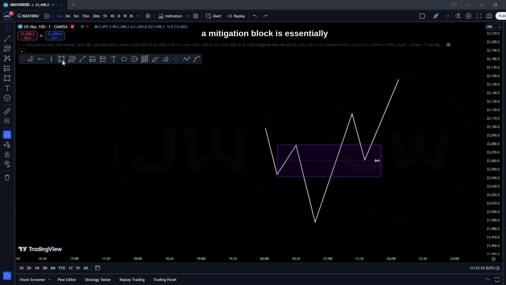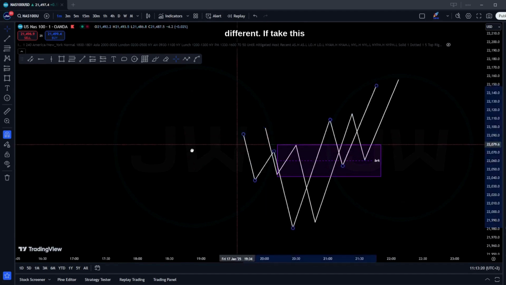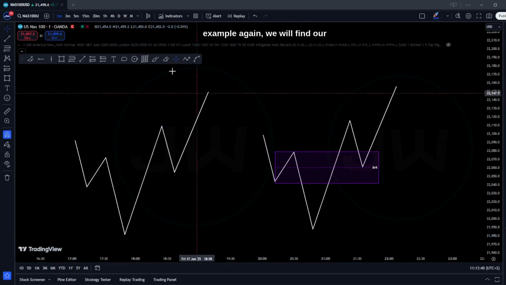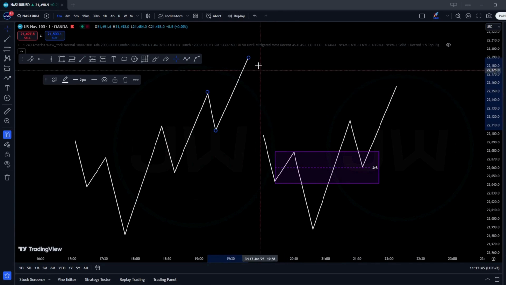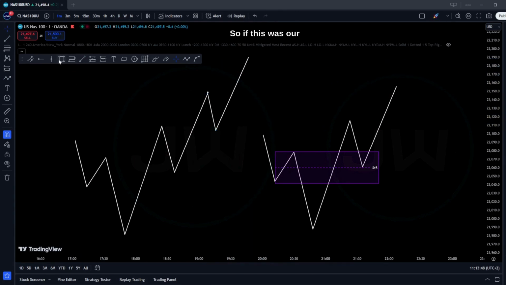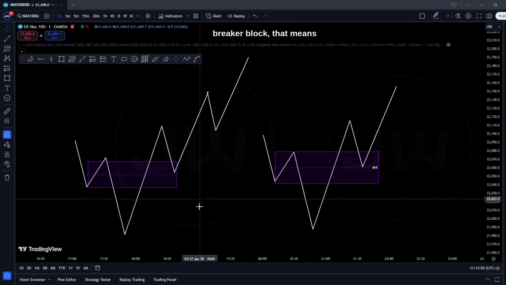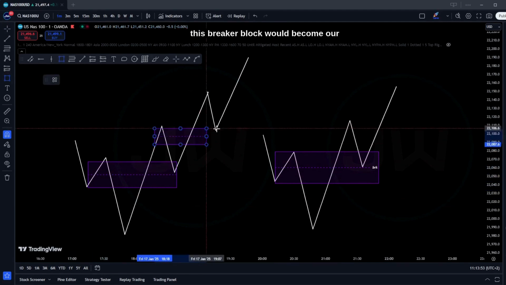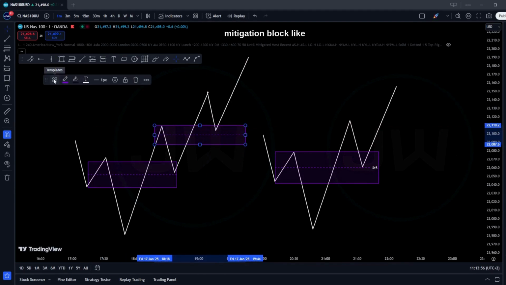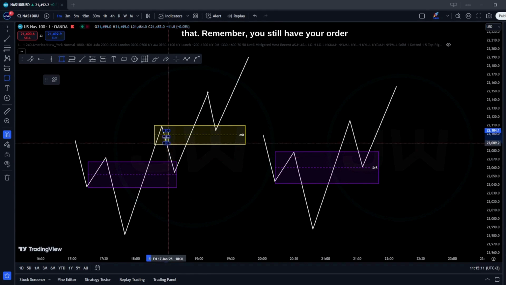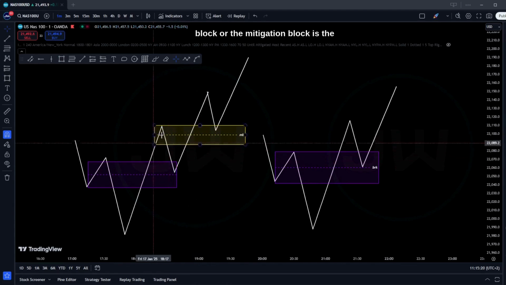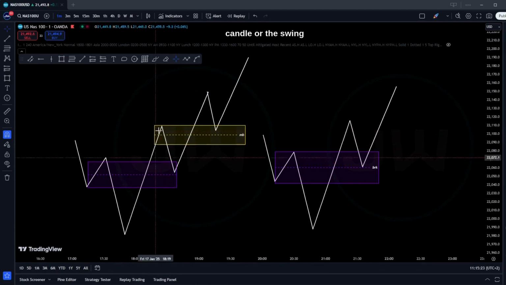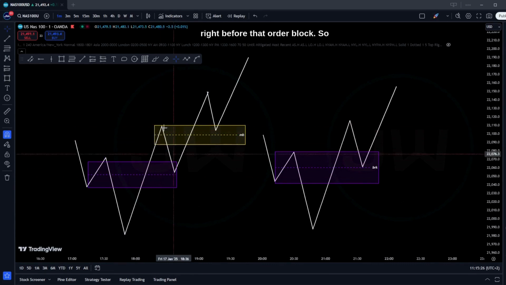So a mitigation block is essentially similar but different. We take this example again. We will find our mitigation blocks in a continuation of a trend. So if this was our breaker block, that means this breaker block would become our mitigation block, like that. Remember, you still have your order block on this leg. The breaker block or the mitigation block is the candle or the swing right before that order block.